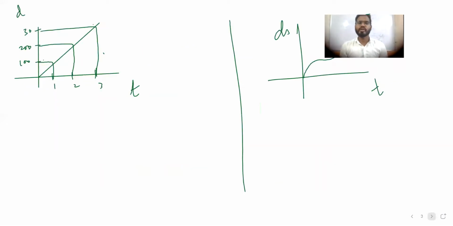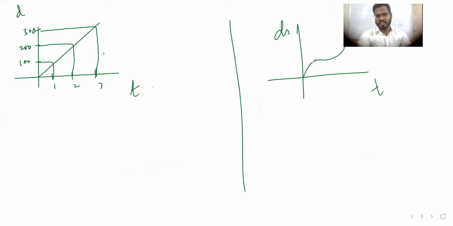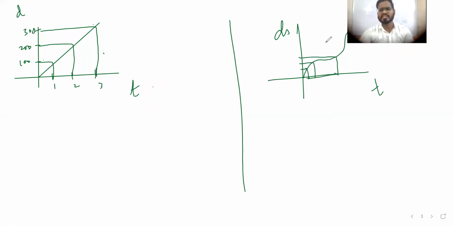If you look at the graph, suppose we take 1, 2, 3 seconds in time and distance in meters: 100, 200, and 300. The graph is going to look like this. Here time is increasing, but distance is not increasing uniformly. So this type of motion is non-uniform motion.